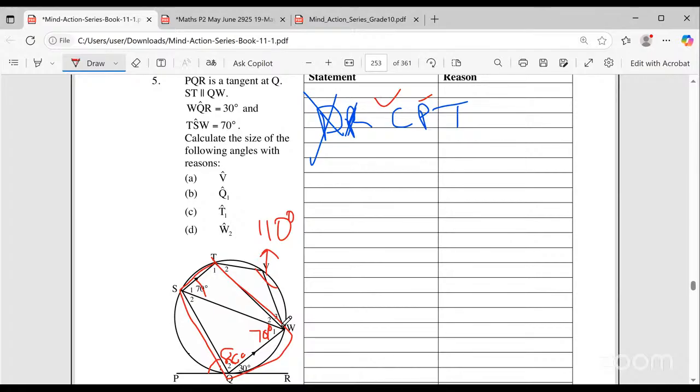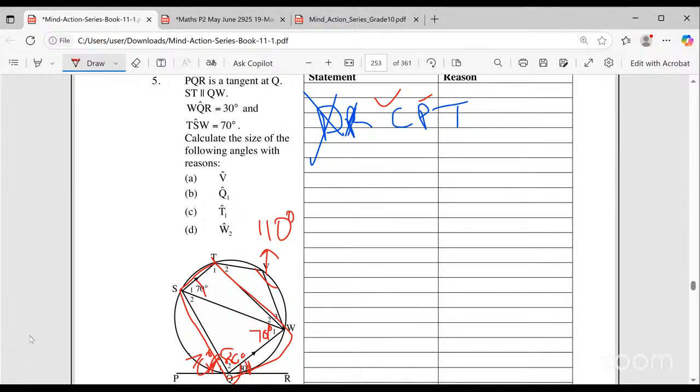Okay. Let me ask you this question. What is the size of angle Q1? It's 70. Yes, it's 70 degrees here. So we have this 70, we have this 30, and then 180 degrees on the straight line, minus 30, minus 70. Then you're going to be left with 80 degrees. Does it make sense, Oneile? Yes, sir. Okay, thank you.